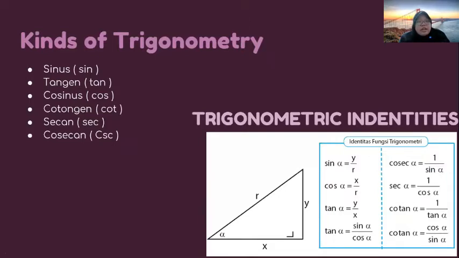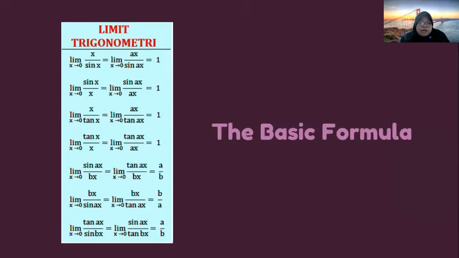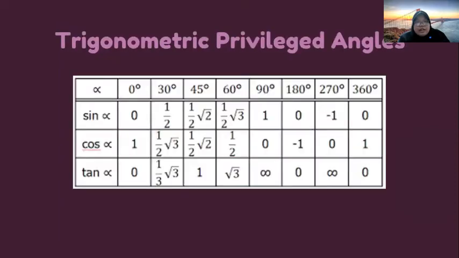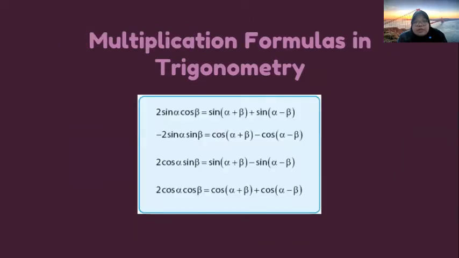These are the kinds of trigonometric functions: sine or sin, tangent or tan, cosine or cos, cotangent or cot, secant or sec, cosecant or csc. These are the trigonometric identities. These are the basic formulas of trigonometric limits. These are the trigonometric special angles. These are the sum and difference formulas in trigonometry. These are the multiplication formulas in trigonometry.